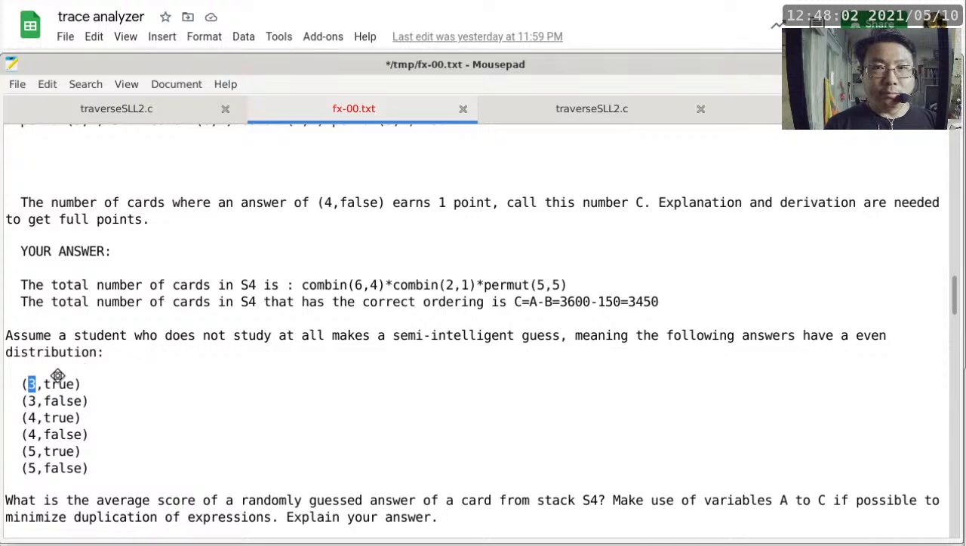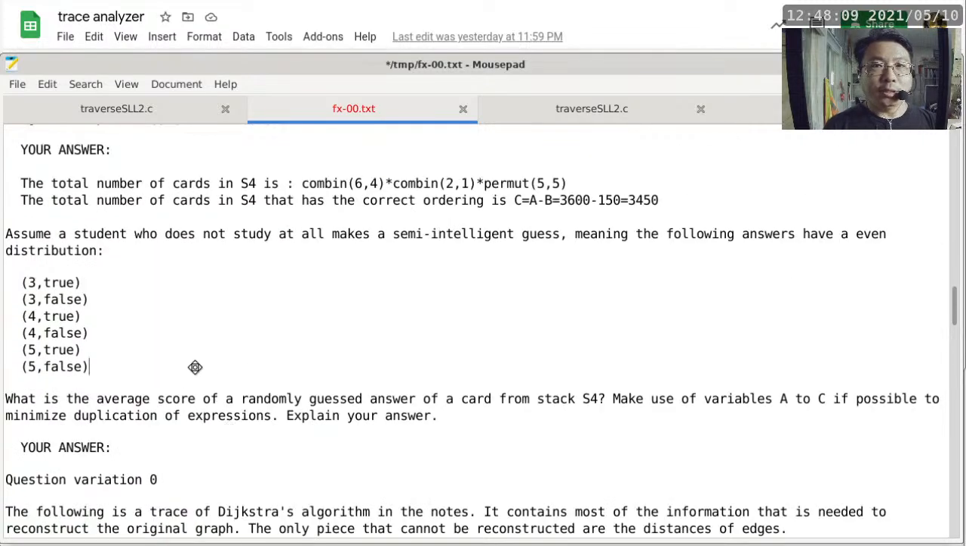So in this case, I made it very clear that we are only evaluating these 6 possible answers, because a student who did not study the history part will still be able to identify that 3 is the minimum number of precedents within the 5 names, and 5 is the maximum because we do have 6 precedents in total, so it is entirely possible to choose 5 out of the 6 precedents. So what is the average score of a randomly guessed answer of a card from stack S4? We are still limiting ourselves to the stack where exactly 4 names out of 5 are precedents. Make use of variables A to C if possible to minimize duplication of expression, and then explain your answer.